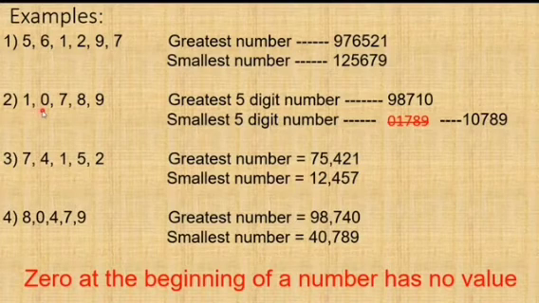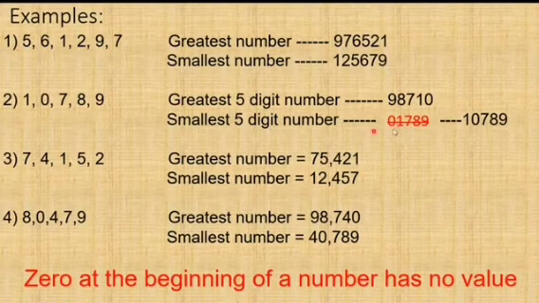So I plan to arrange it this way. 0, 1, 7, 8 and 9. We get this. Is this a 5-digit number? No way. This is not the right answer because 0 doesn't have any value, and 0 at the beginning of a number has no value at all. So this can form a 4-digit number but not a 5-digit number.